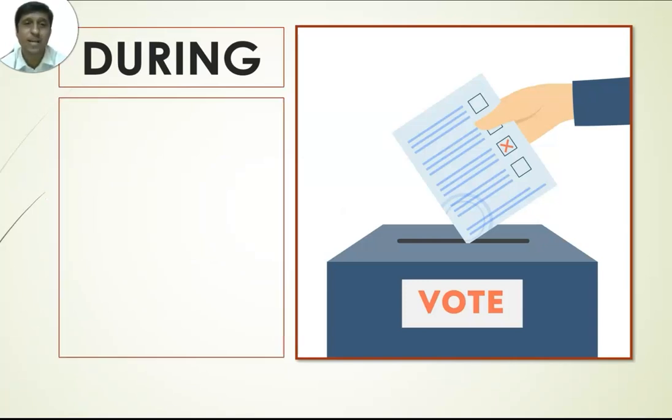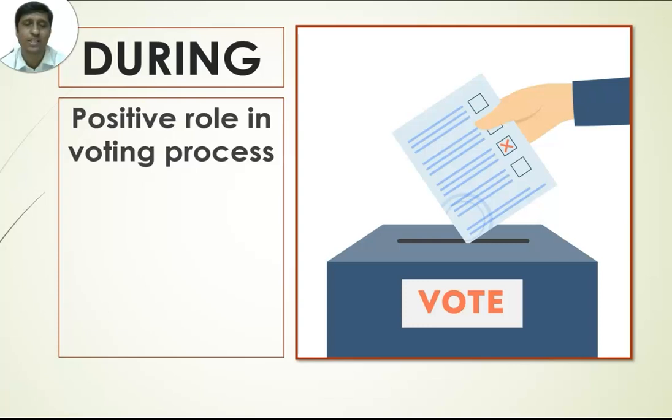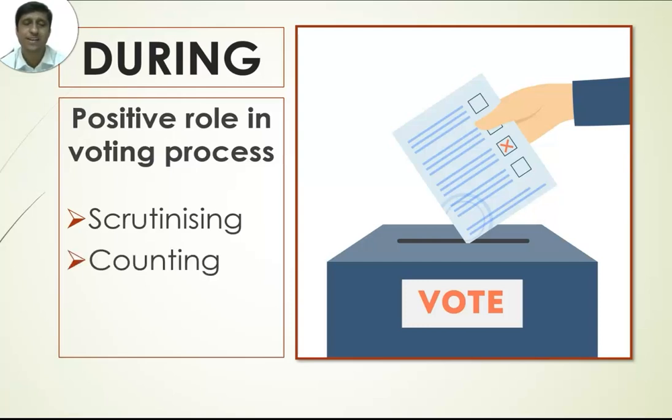So secretary has to play a positive role in the process of voting. Now, what kind of duties does the secretary have to perform during the voting process? Number one is scrutinizing. Scrutinizing is the process of verifying and checking that the process of voting is going smoothly. Hassle-free voting is taking place, and no tampering of votes is taking place.